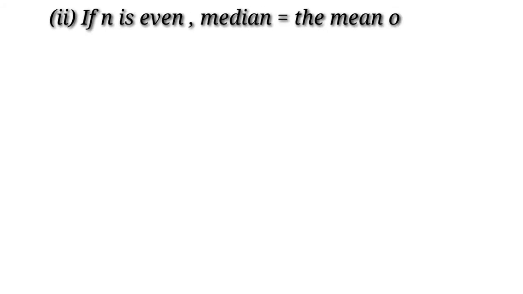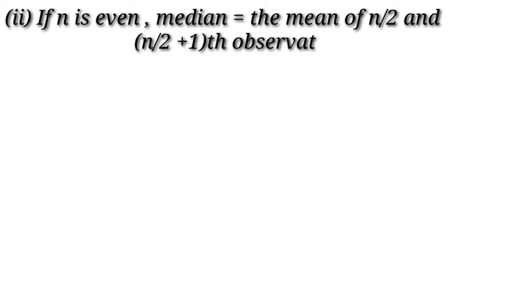Children, let's move to the next possibility. Case 2. Suppose n is even. In that case, Median is the mean of two terms, n by 2 and (n by 2 plus 1)th term. And to understand this, let's move to an example.